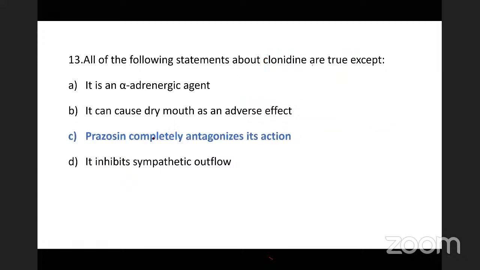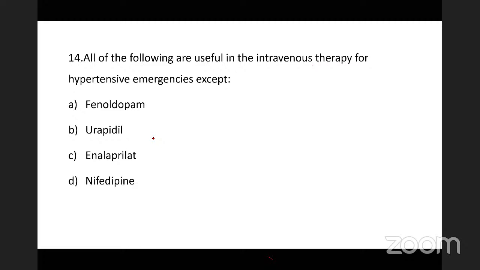All of the following are useful in the intravenous therapy of hypertensive emergencies, except: these are the drugs that can be given. Enalaprilat we have learned in that table. You have to remember the table. Labetalol is an alpha blocker. Enalaprilat is an ACE inhibitor. Fenoldopam is a dopamine D1 receptor agonist. So these drugs are used.